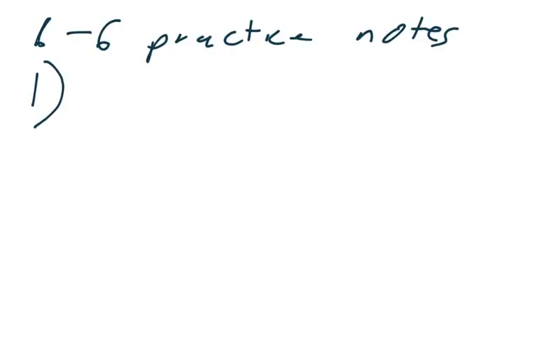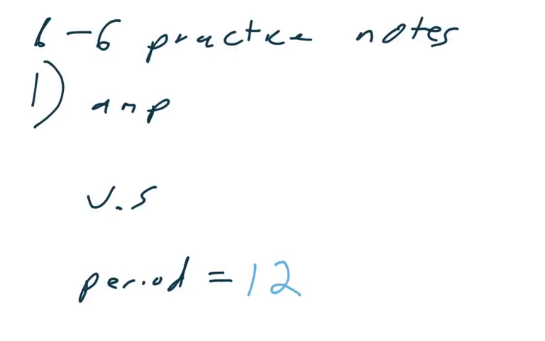For problem number 1, we have monthly temperatures for Baltimore, Maryland, and they ask for the amplitude, and then they ask for the vertical shift, and then they ask for the period, but we're going to do it in the opposite order because the period is the easiest one to find. The period is equal to 12 because it is 12 months.